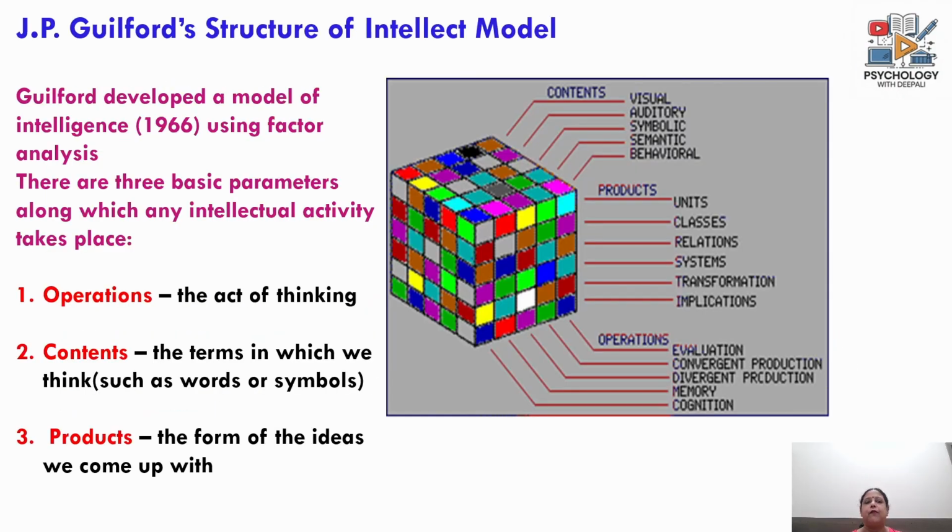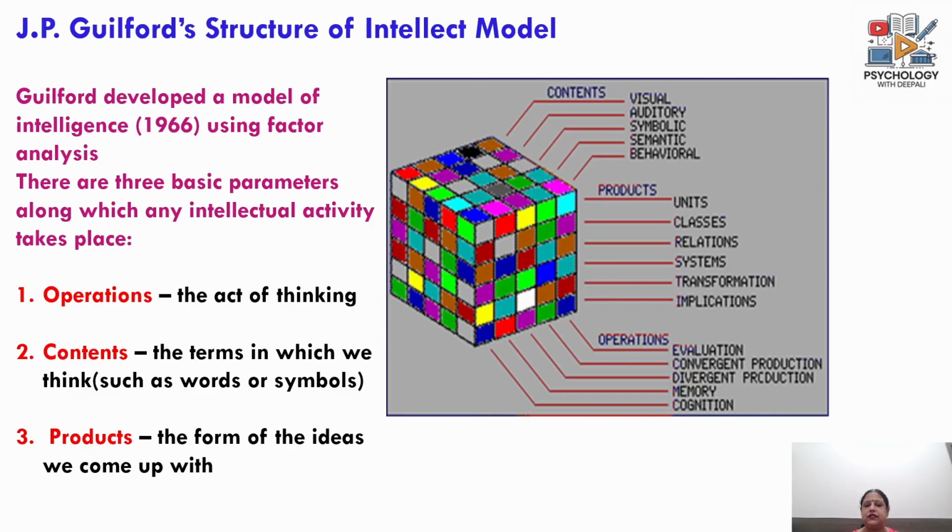So he developed a model of intelligence using factor analysis. And there are three basic parameters or dimensions along which any intellectual activity takes place according to Guilford. So the first dimension is operations. Operations is the process of thinking. That is, how do we think, or what are the intellectual processes that we use to perform any intellectual activity.